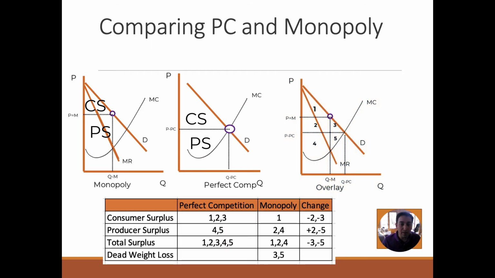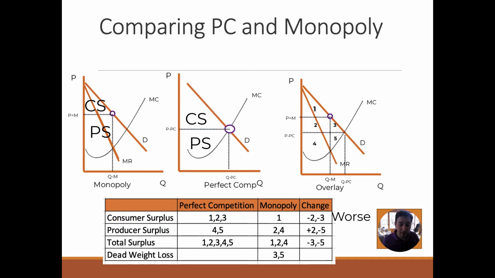What we can do is see that when we look at perfect competition and monopoly, consumer surplus got smaller. It used to be 1, 2, and 3. Now it is just 1. So we lost 2 and 3. Well, what does that mean? It means that consumers are definitely worse off because they are now getting less trades and they're paying a higher price. Consumers don't like monopolies.